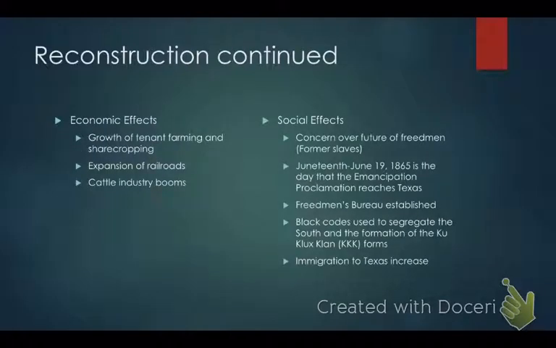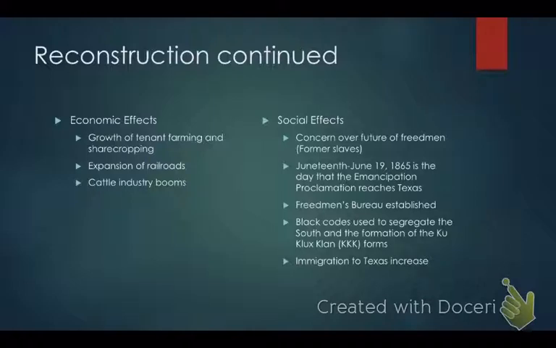Economic effects: growth of tenant farming and sharecropping, which we talked about before. That's the whole idea of the former slaves now working with their former masters to create new territory and farm together, work together, so that way everybody has a job and is successful. Expansion of railroads, and the cattle industry begins to boom. The social effects: concern over the future of freedmen or former slaves. A lot of people are concerned, what do we do? How do we educate them? How do we help them adjust to freedom now?